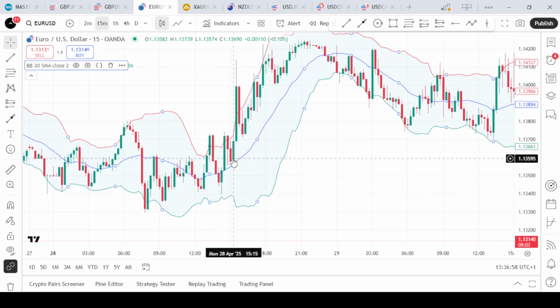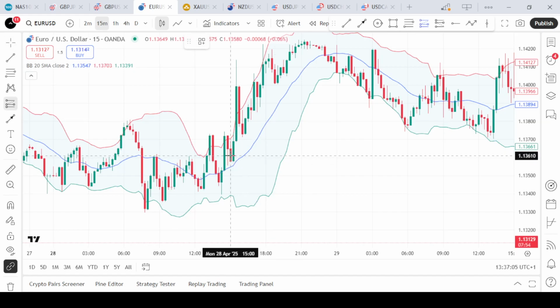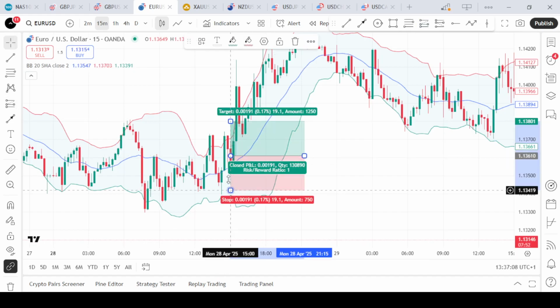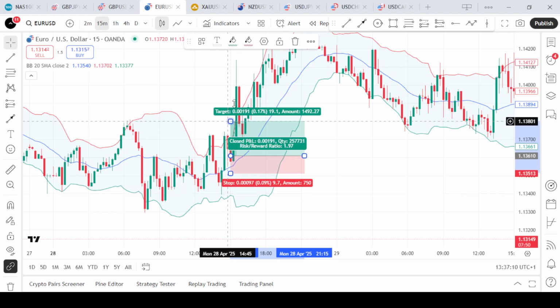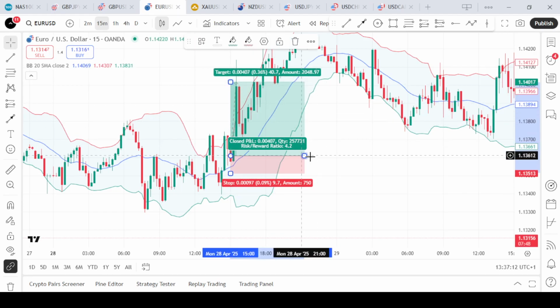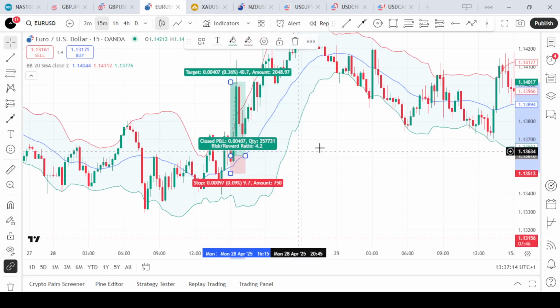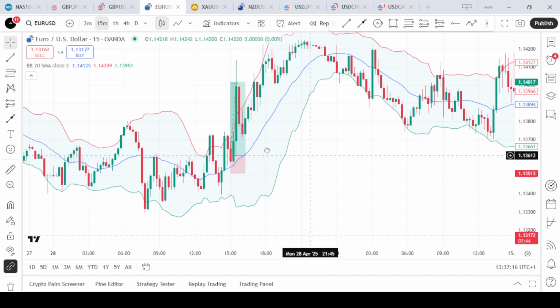So before you enter a long position, you would have to wait for price to rally to the middle band before entering your position. Let's say you want to enter at this area. When price has come to your middle band, you enter at this area and you trade. You take your risk to reward of 1:2 or 1:3.